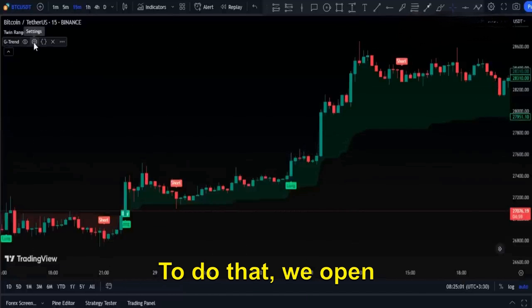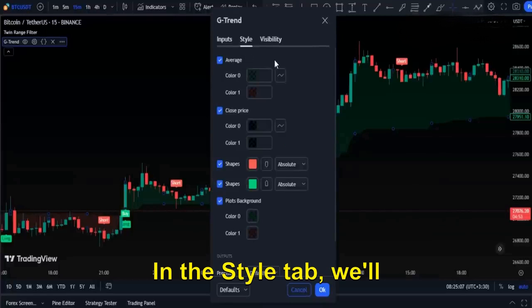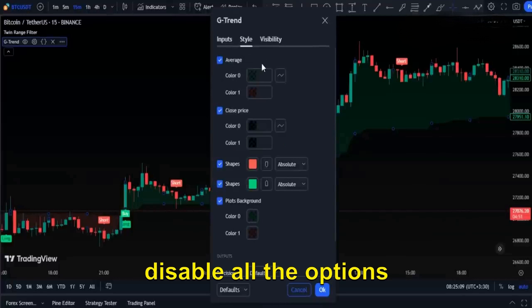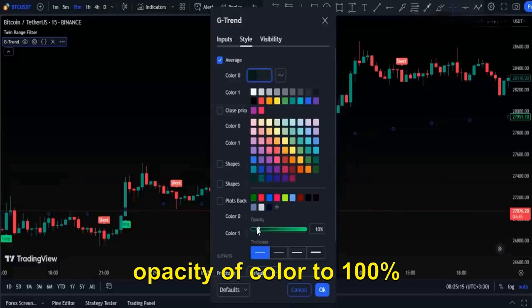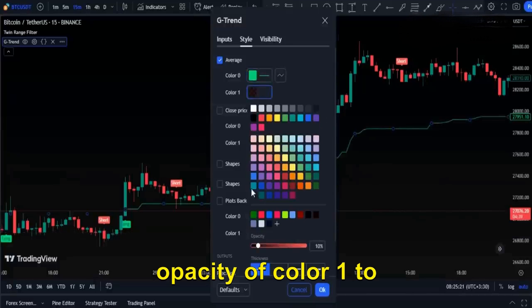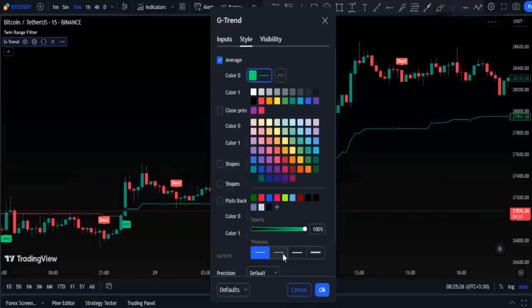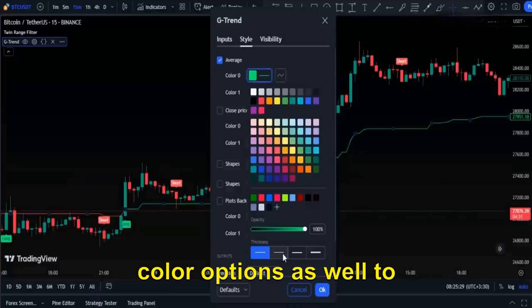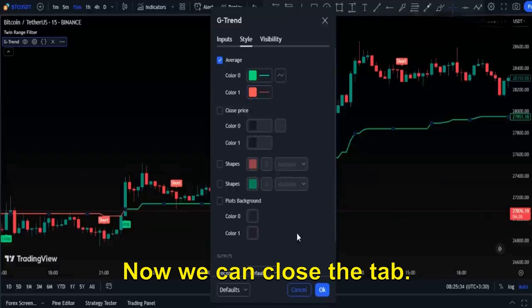To do that, we open G Trend settings, then we open the Style tab. In the Style tab, we'll disable all the options except the average option. Then we change the opacity of color 0 to 100%, and also we set the opacity of color 1 to 100% too. You could also increase the thickness of both color options as well to make it more visible. Now we can close the tab.